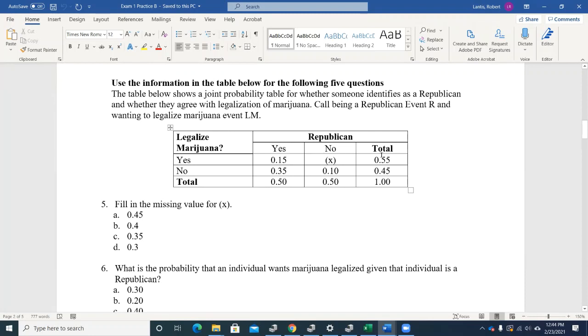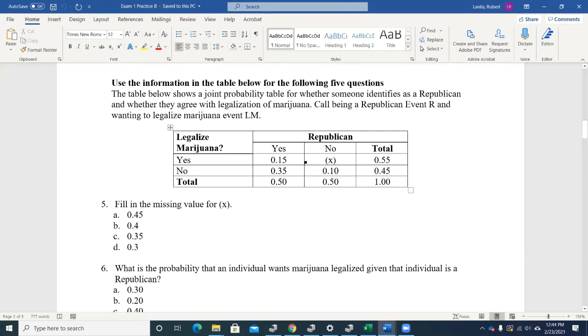Okay. So the way that we read this table, we said the totals represent the probabilities of whatever the events are in the row or column heading. So the probability somebody wants marijuana legalized, so yes, they want it legalized, is 0.55. The probability that someone is a Republican is 0.5 in this example.